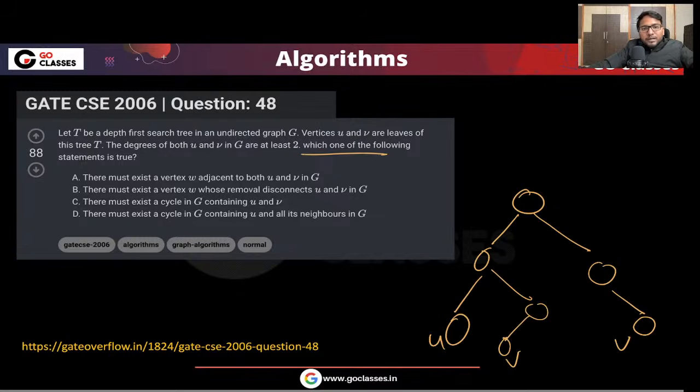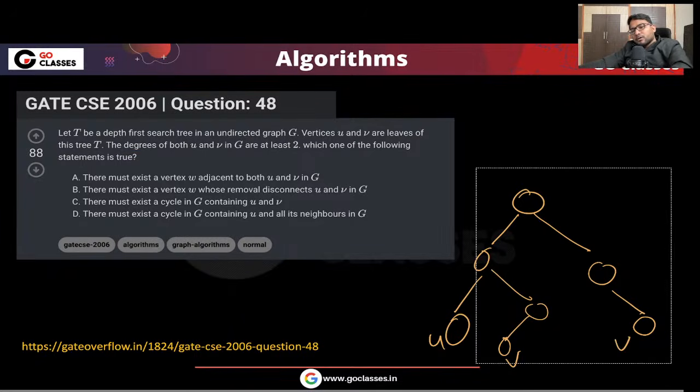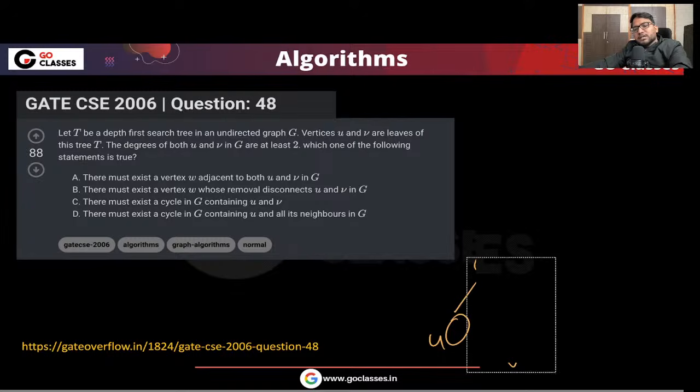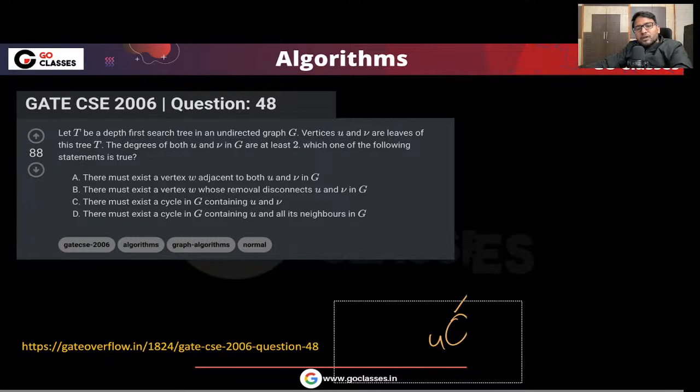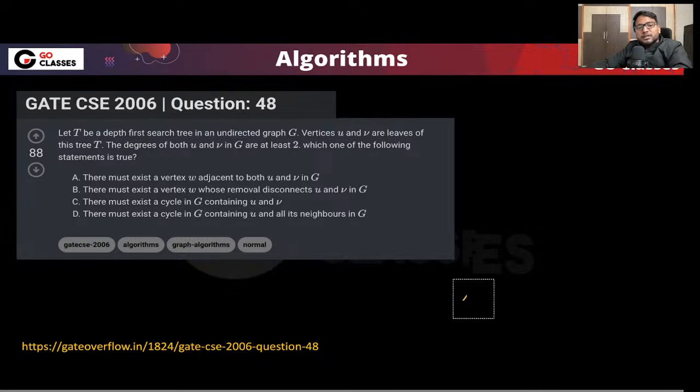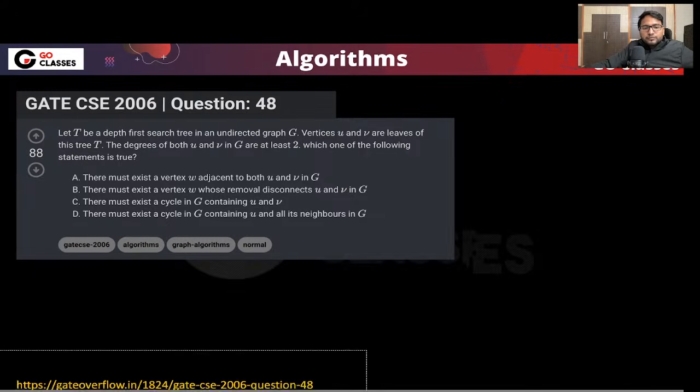Which of the following? There must exist a vertex W adjacent to U and V. They are saying U and V are the leaves of this tree. The degree of both U and V in G is at least 2. In the real graph, the degree is at least 2. So they are saying U and V are basically leaves, and originally in the graph the degree is at least 2.